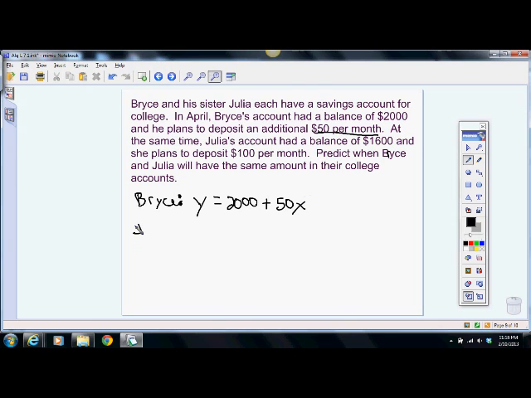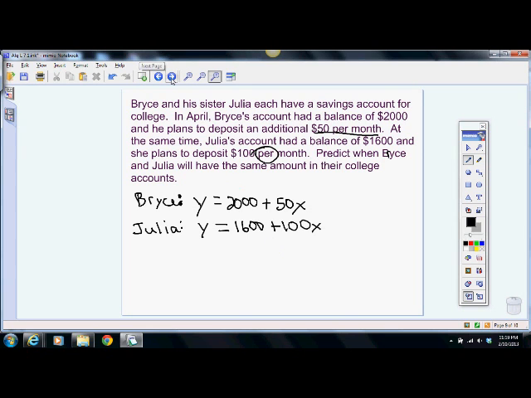If we're talking about Julia, her account is going to have a balance of $1,600, which she currently has right now in April, plus $100 per month. So again, that's our rate of change and that's our slope. Now, normally if we go to graph these things, it's already in slope-intercept form. I caution you though, when using numbers like this, they're very big numbers.